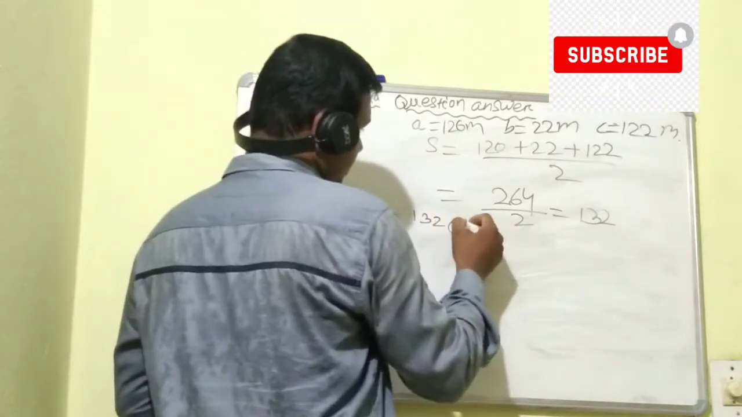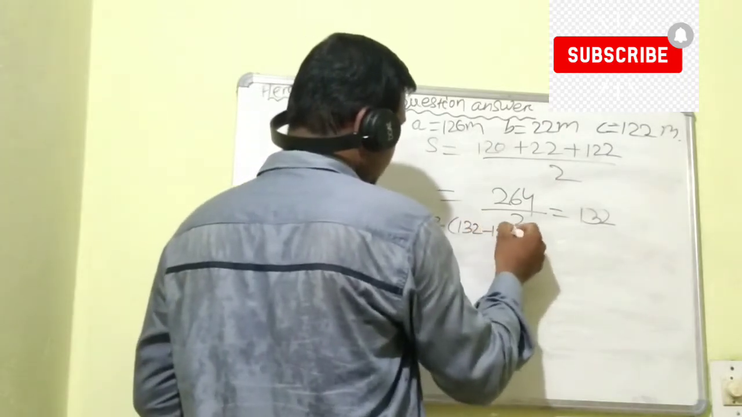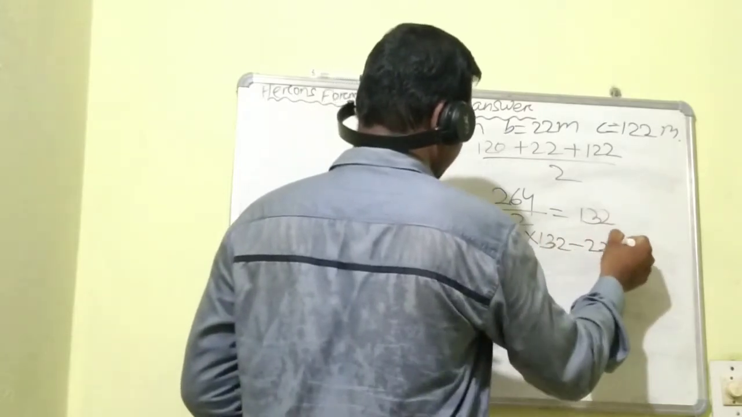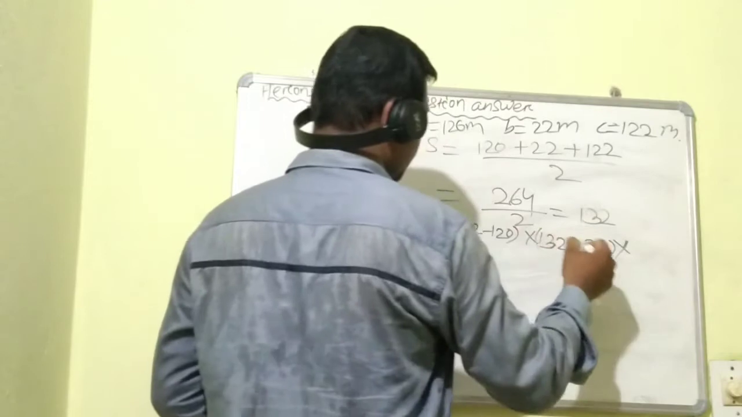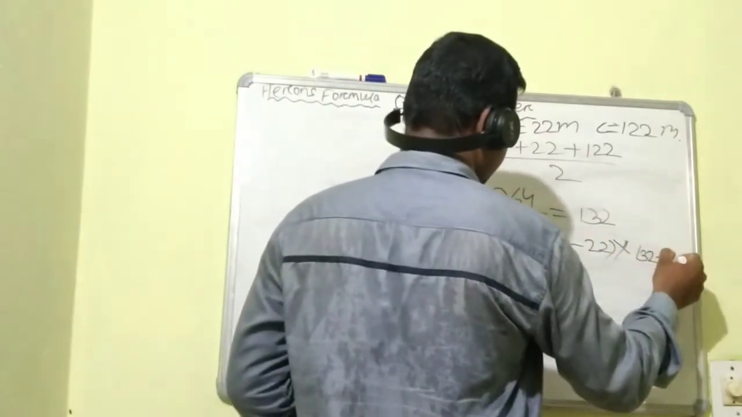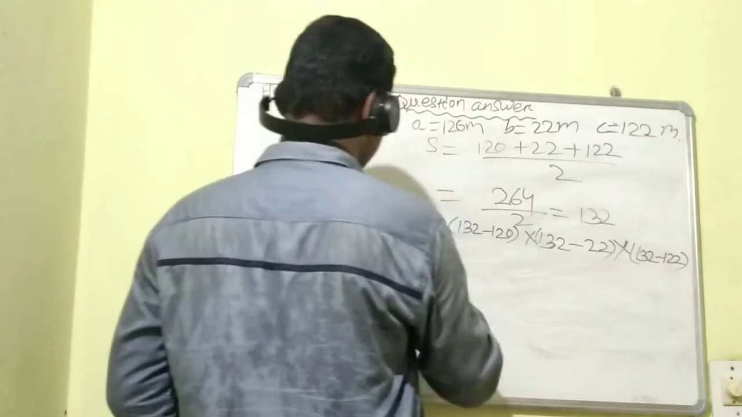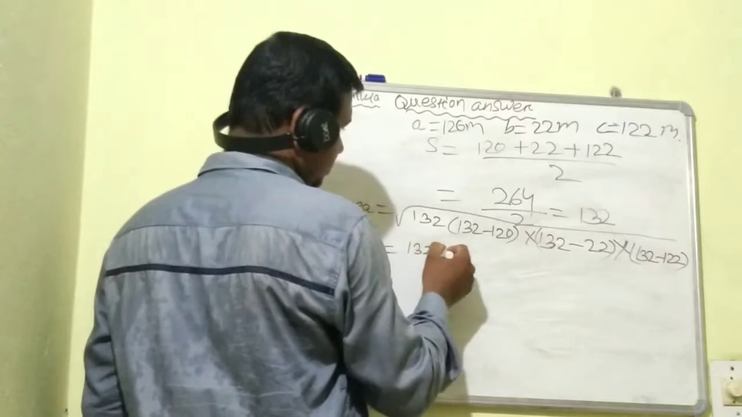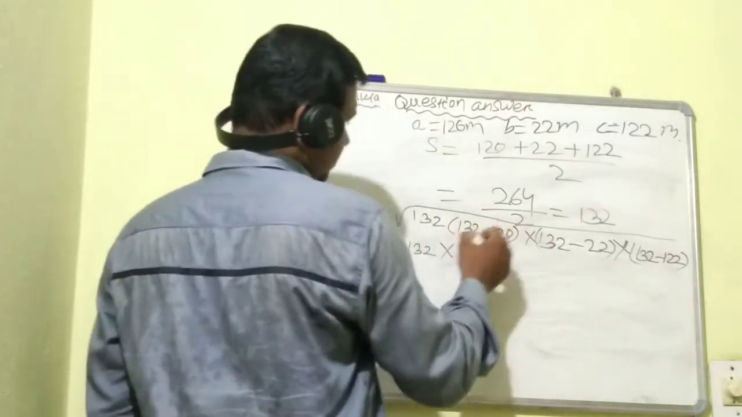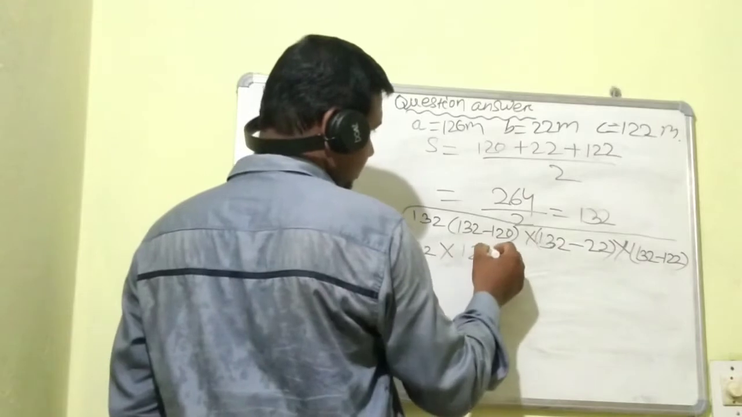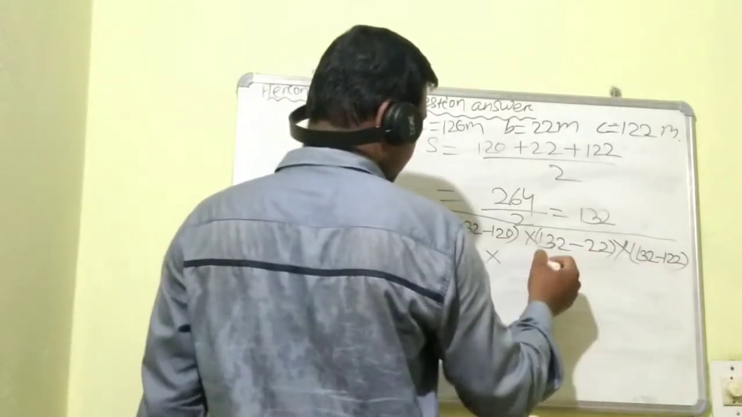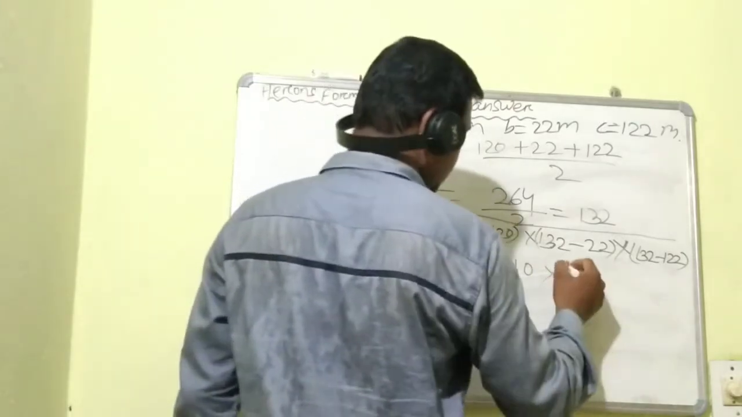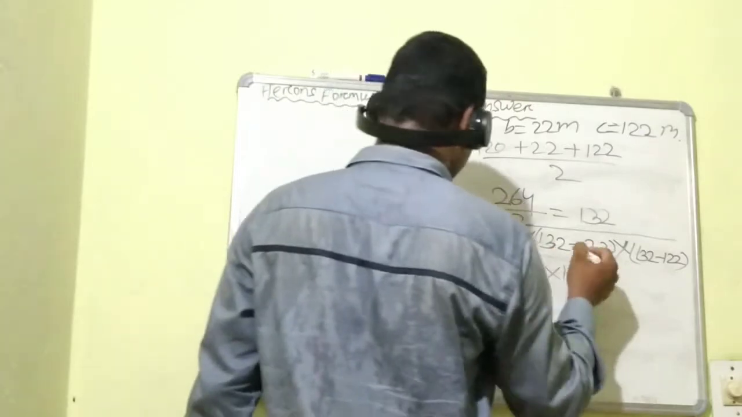So the area we have to find out, area equal to root over 132 into (132 minus 120) into (132 minus 22) into (132 minus 122). It is 132 into 12 into 110 into 10.